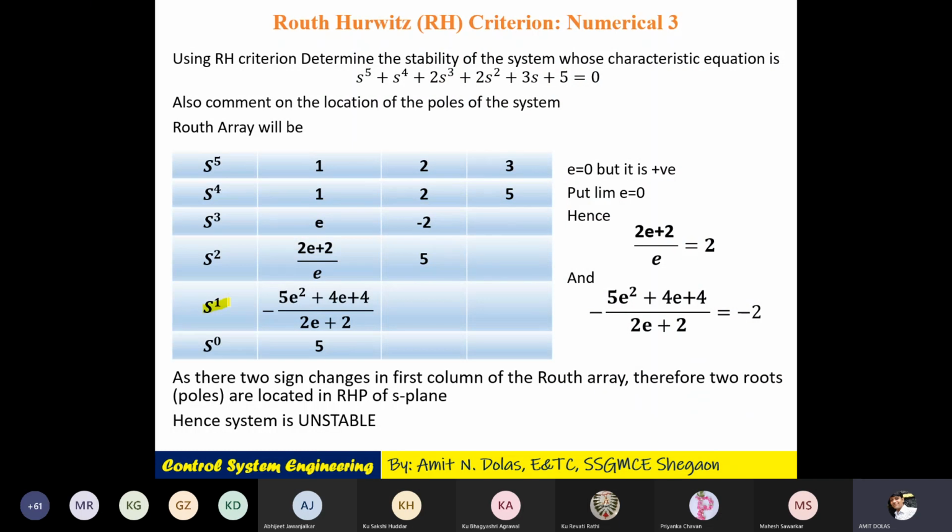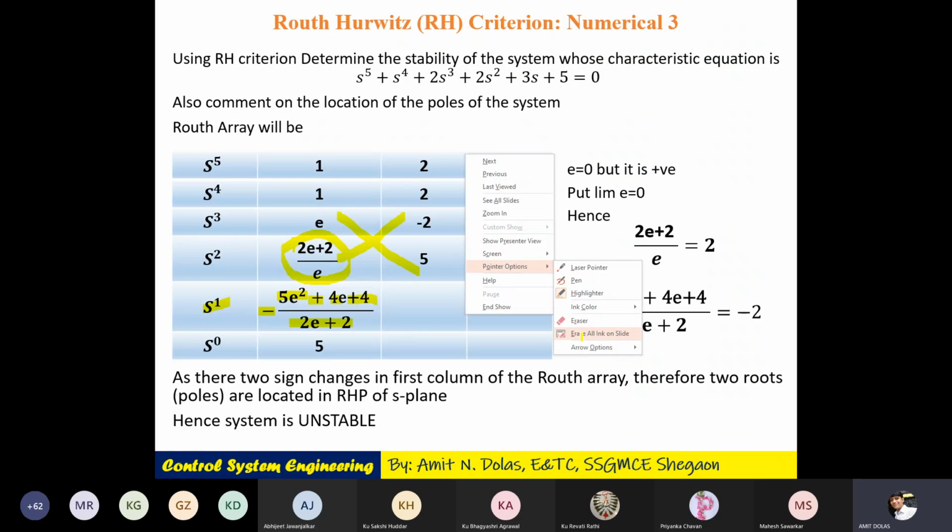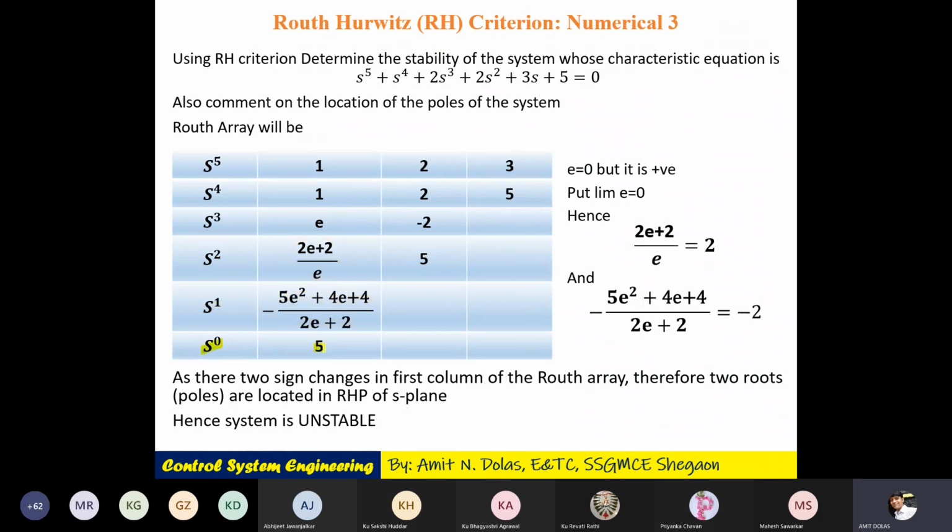Now I am interested in the next order of the route table, that is this one. So if you calculate the cross multiplication, that is minus 2, it will be minus 4e minus 4 divided by e minus 5e divided by this term. And if you solve this, you will get this answer: 5e square minus, of course, minus 5e square plus 4e plus 4 divided by 2e plus 2. So we got a minus sign. Again, where do we have to go? Up to s to the power 0. So we have to calculate this element.